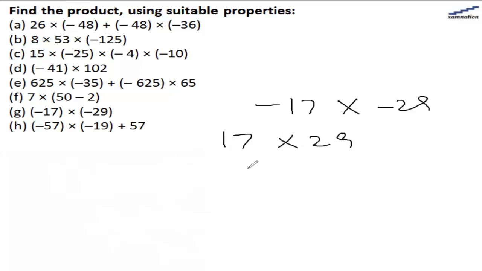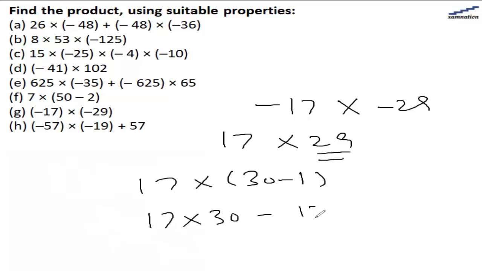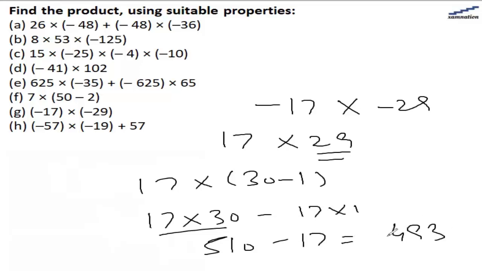For the G part, we have minus 17 multiplied by minus 29. First of all, minus and minus will become plus. So that will be 17 multiplied by 29. Now we are going to write 29 as 30 minus 1 and open the bracket: 17 multiplied by 30 minus 17 multiplied by 1. That is 510, and that is 17. The answer is 493.